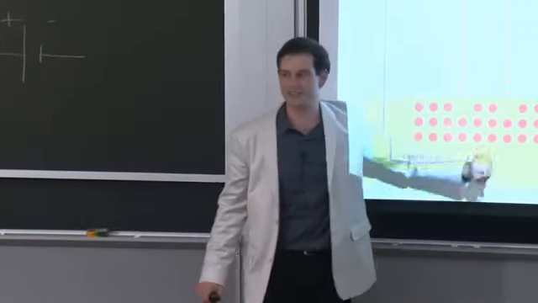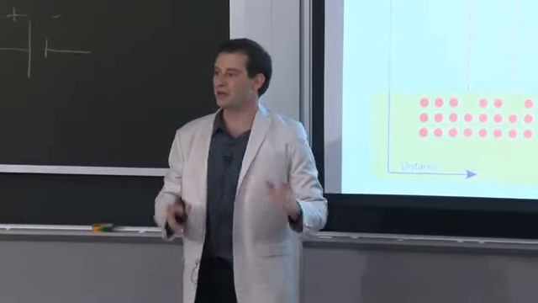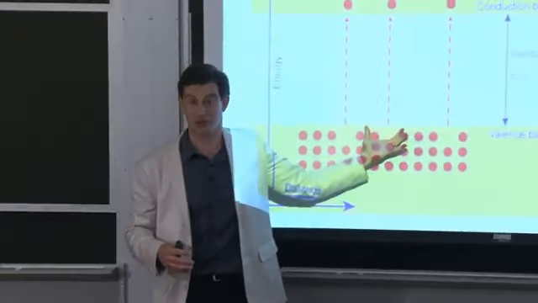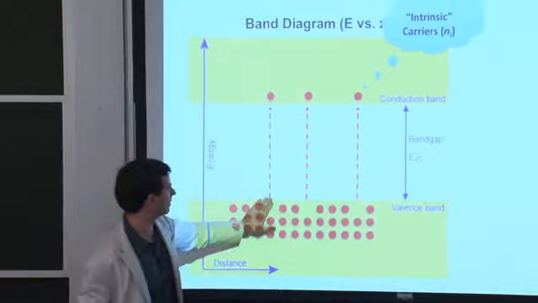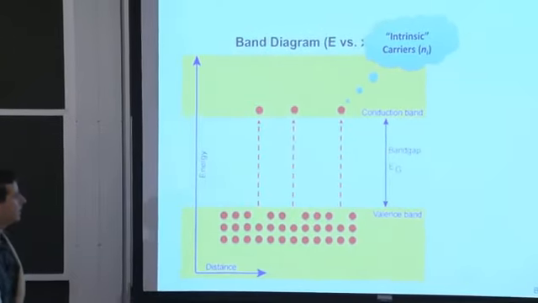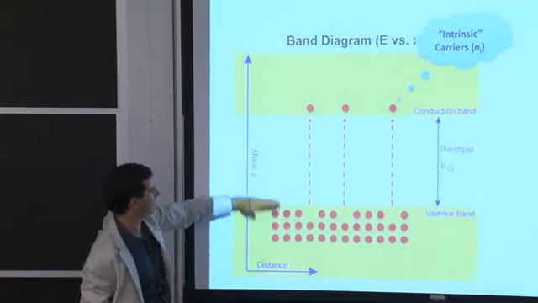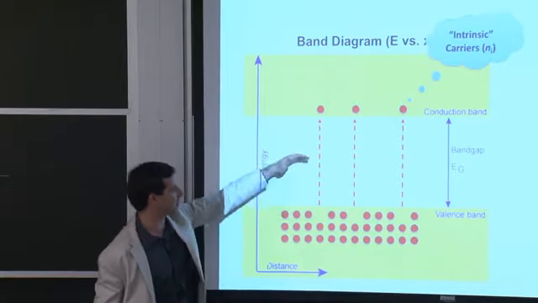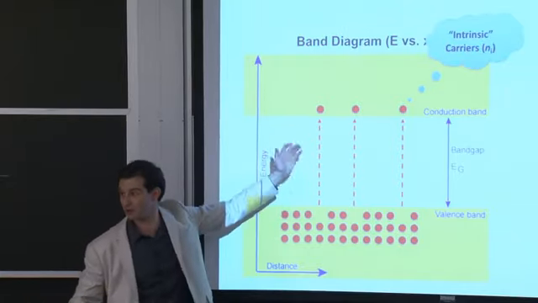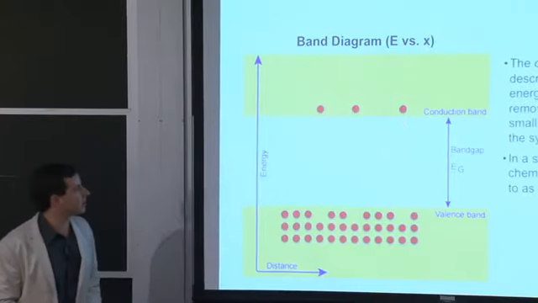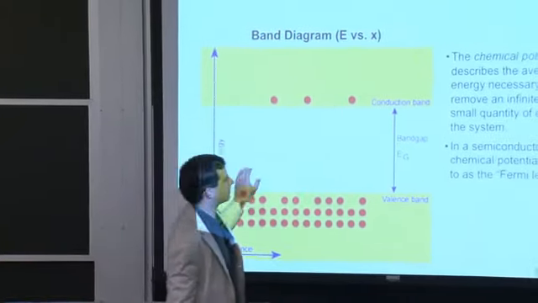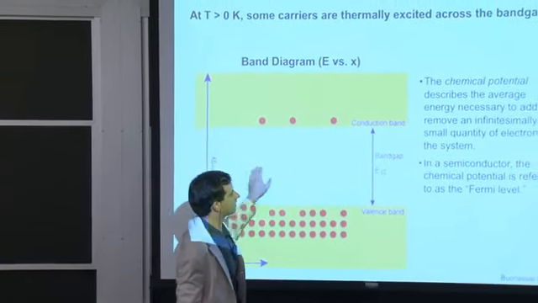There's around 5 times 10 to the 22 atoms per cubic centimeter and only 10 to the 10 free carriers per cubic centimeter due to this thermal process at room temperature. So it's a very small effect in silicon. As you shrink your band gap, the energy necessary to excite across the band gap becomes less, and you have more thermal carriers.